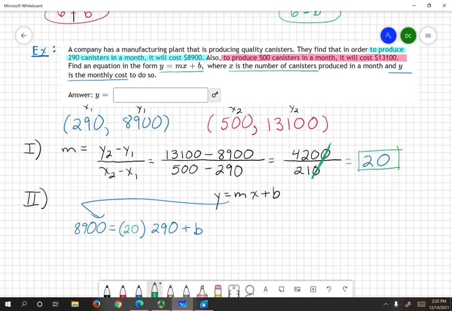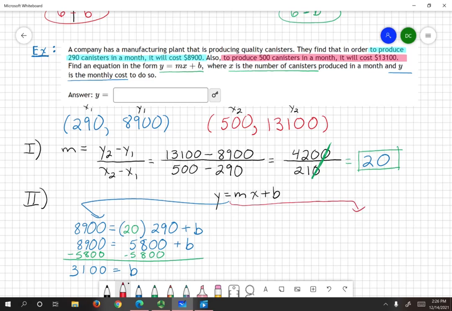So I'm going to put a 20 here. I'm going to take 290 times 20 and get 5,800. So I got 8,900 equals 5,800 plus b. Subtract 5,800 from both sides, and b is equal to 3,100. If I was a lazy mathematician, I would stop here. But I make a lot of mistakes, and I always like to check my work.